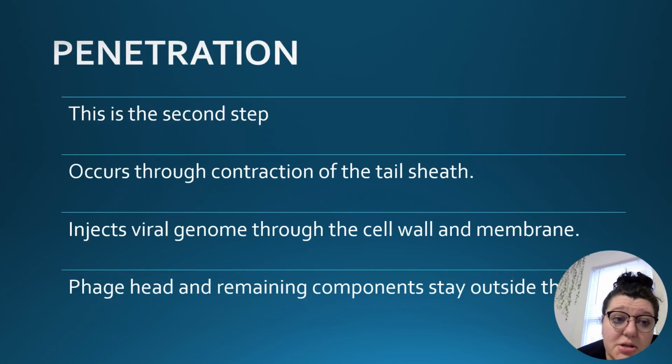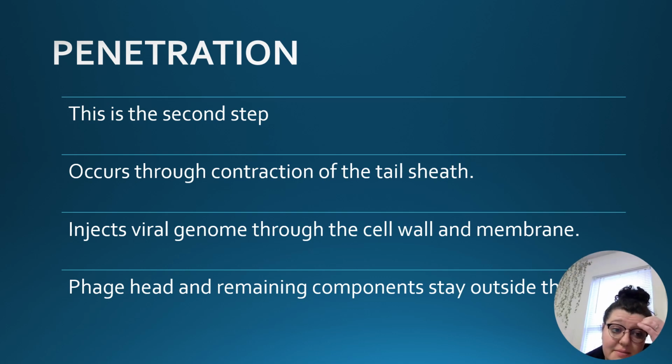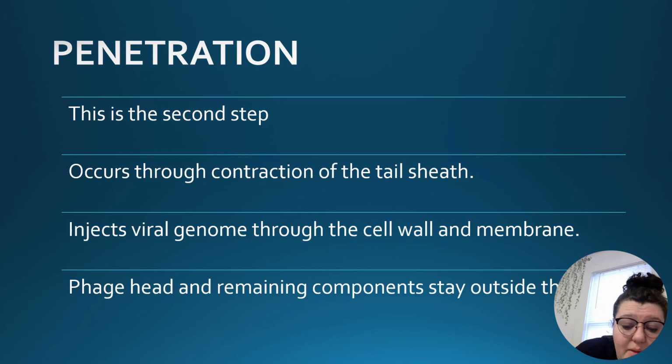Next, we have penetration, and this is actually the second step. It occurs through contraction of the tail sheath of the virus. When this happens, it will inject its viral genome through the host cell's wall and membrane, but the phage head and remaining components will stay outside the cell. They do not enter the cell.